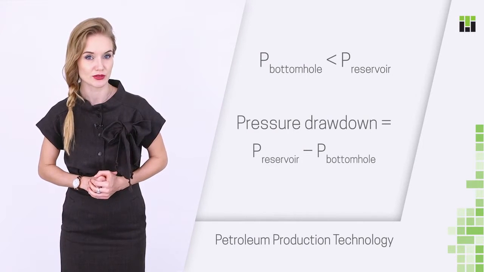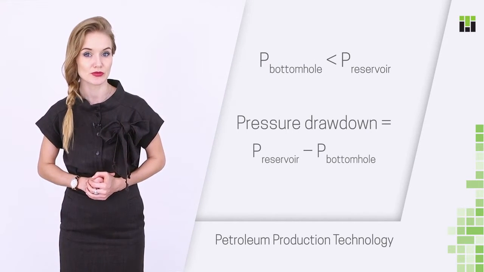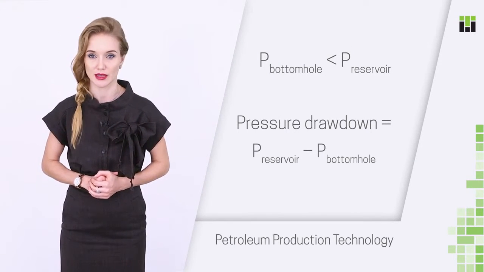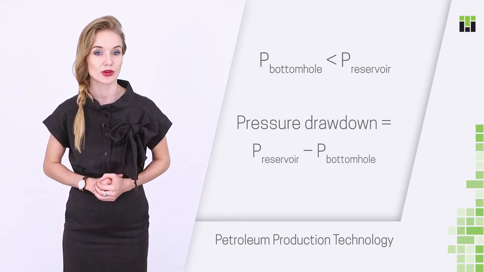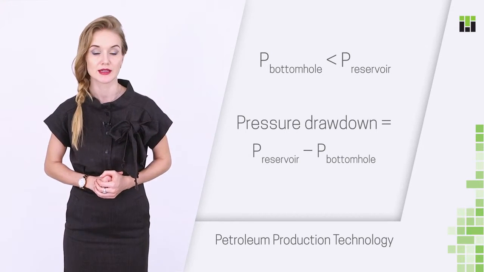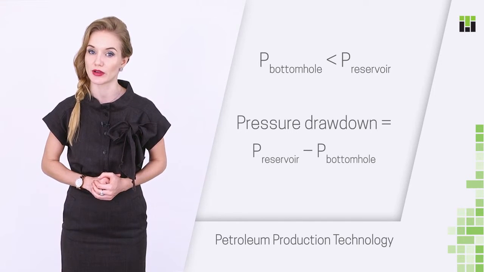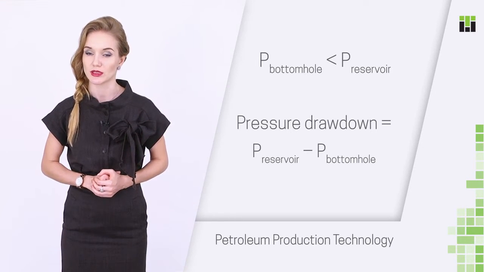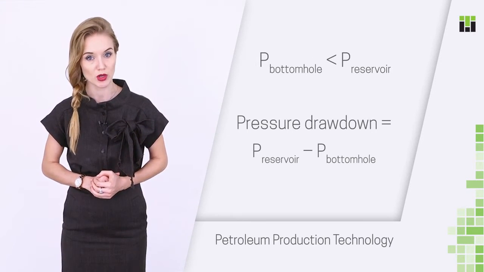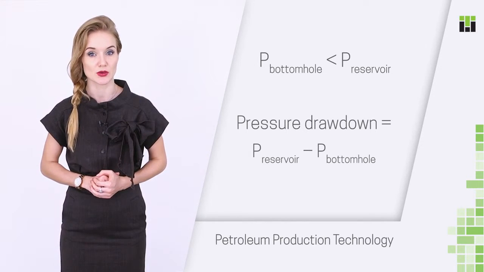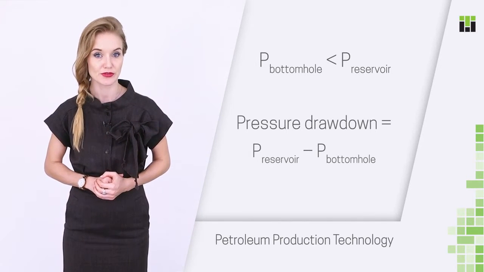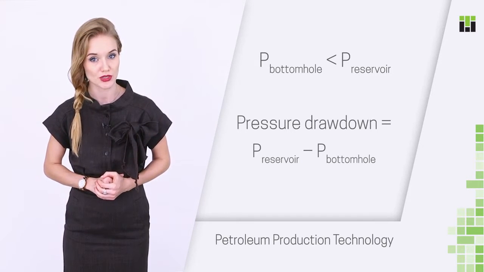After we have just drilled the well, nothing exerts pressure from the well to the reservoir. In other words, pressure in the wellbore is lower than in the reservoir. This pressure difference is the main driving force moving the fluid. Thus, the lower the bottom hole pressure, the more productive the well will be. This pressure difference between the reservoir and the bottom hole is called pressure drawdown.